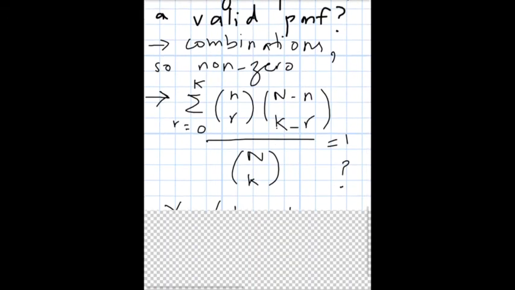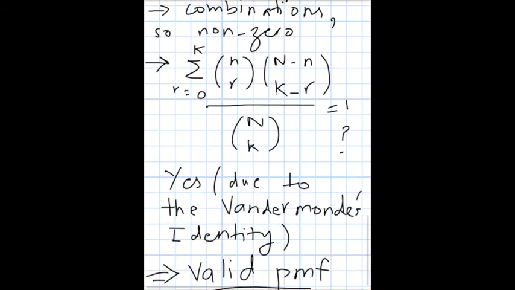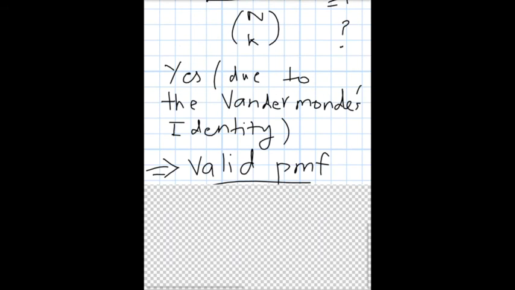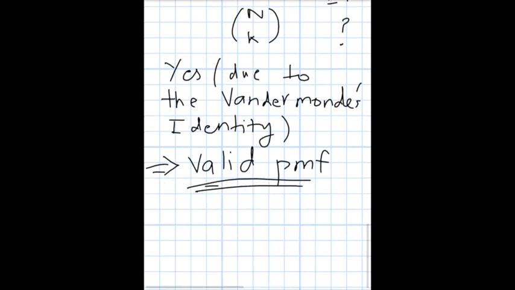This is easily proved if we know the Vandermonde identity, which says that this numerator here is exactly equal to the denominator. So this in short is actually a valid PMF.